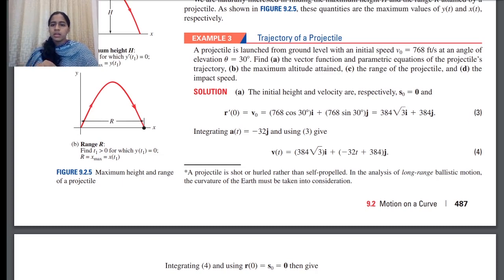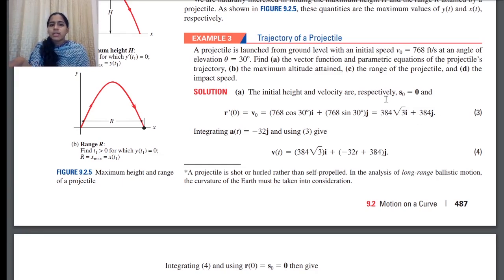What will be the initial velocity? The initial velocity v naught will be 768 cos 30 degrees i plus 768 sine 30 degrees j. Now cos 30 degrees is root 3 by 2 and sine 30 degrees is 1 by 2. So cancelling it out, we'll get the initial velocity v naught to be 384 root 3 i plus 384 j.